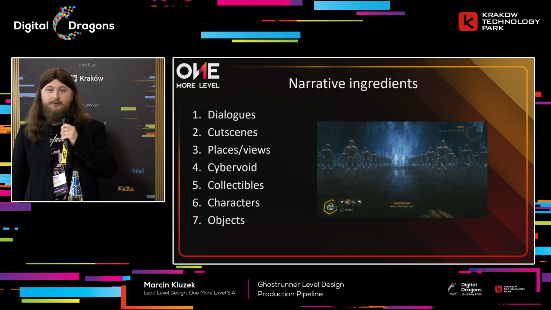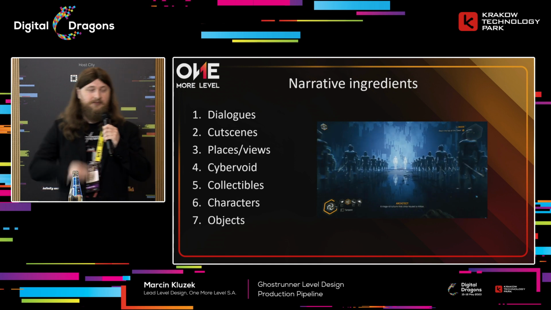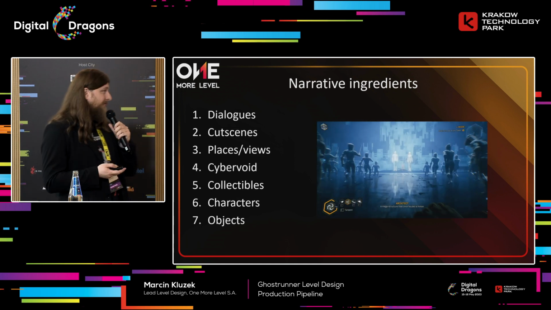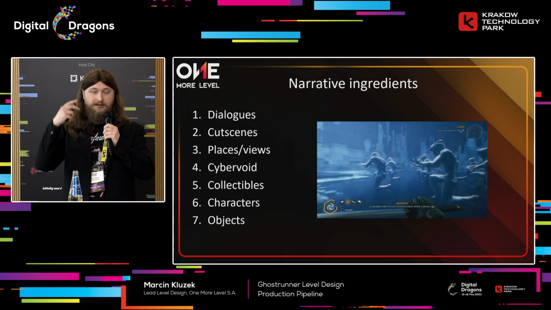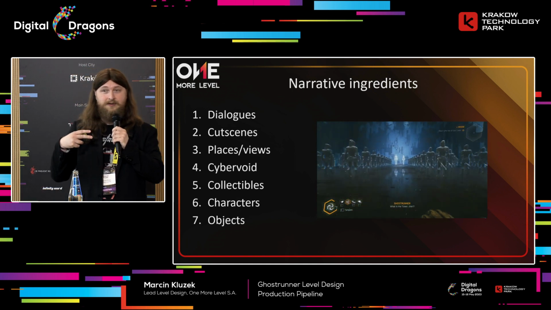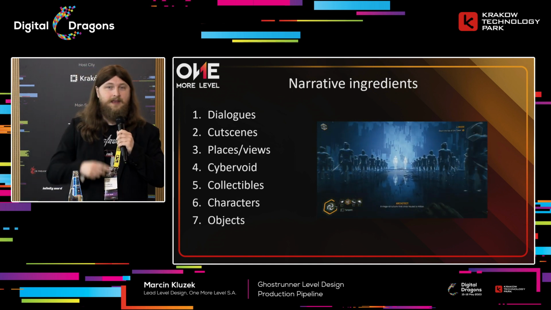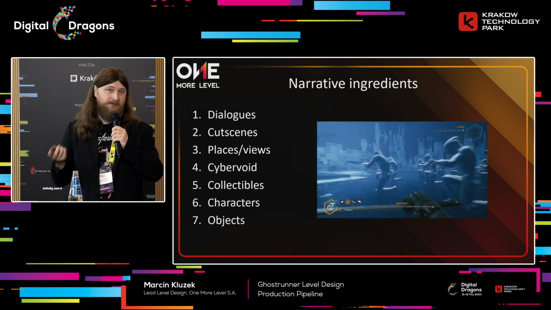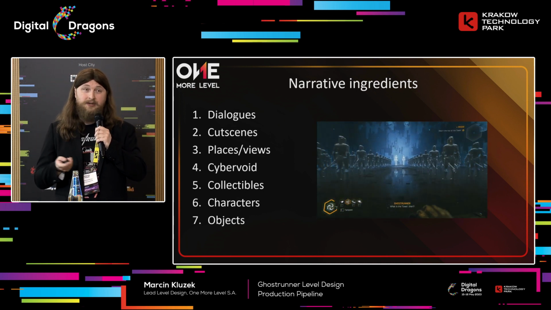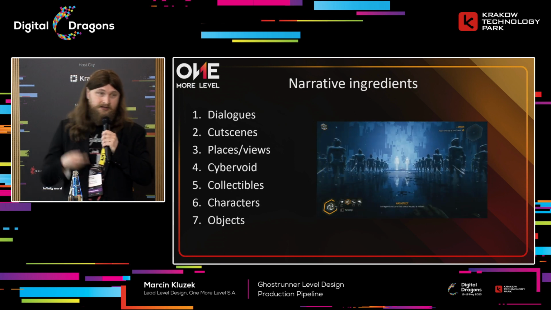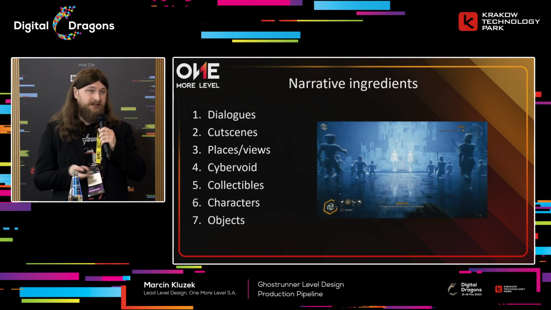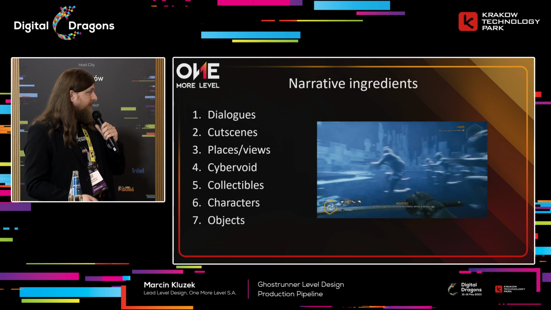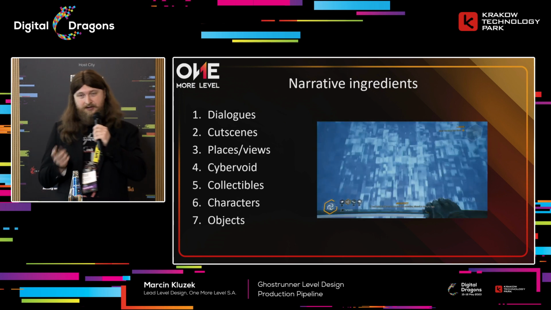So we also want to talk with the narrative designer to make sure what cutscenes and what Cyber Void sections are going to be, because Cyber Void sections also are used for story purposes, and maybe what objects are needed for the story, like maybe objects that are related to gameplay could be added to this, besides looking at the gameplay timeline, right? So yeah, we have our ingredients, right?